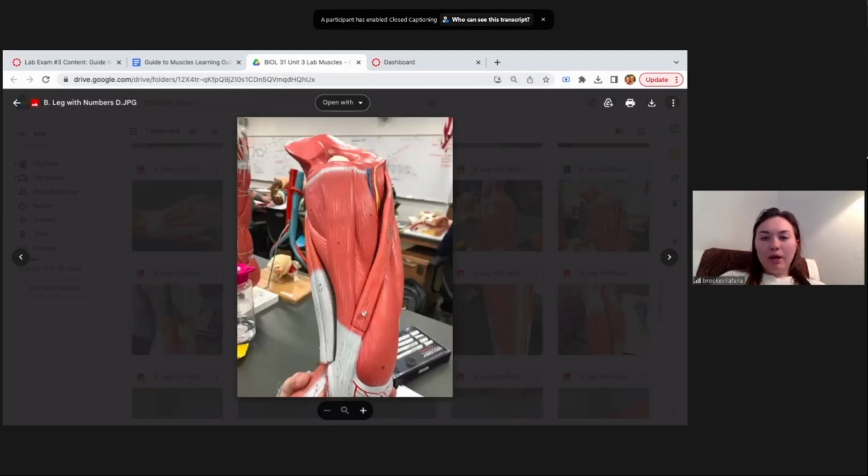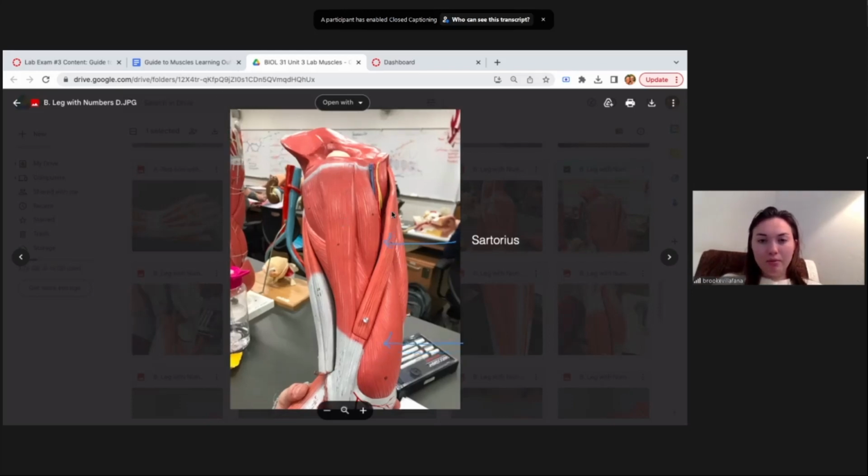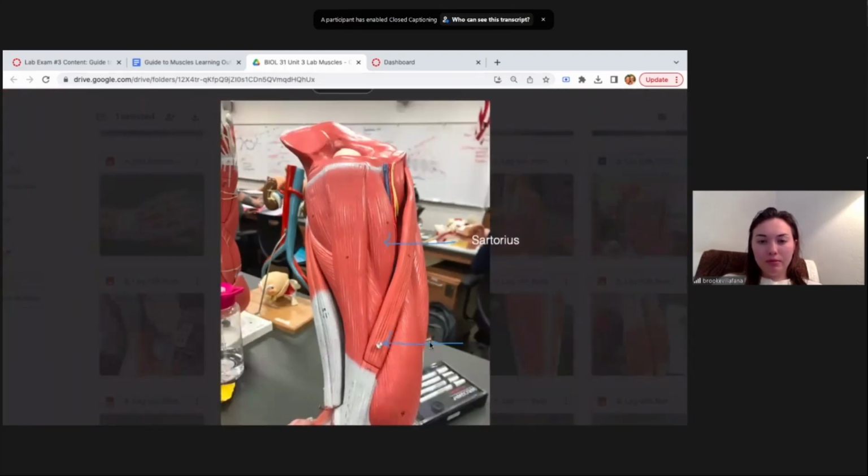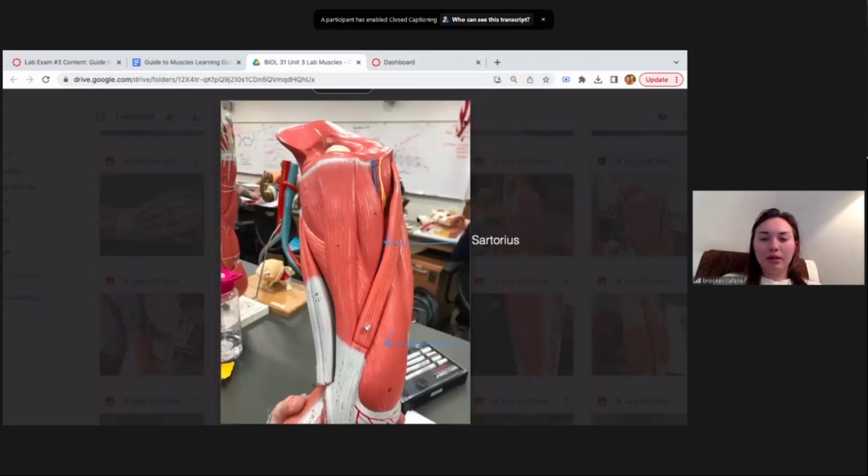So again, this one right here would be your sartorius, but seen from the side angle. And then we have our, sorry, that's not, there we go. Let's get it out a little bit. This muscle here is the vastus medialis, right here.